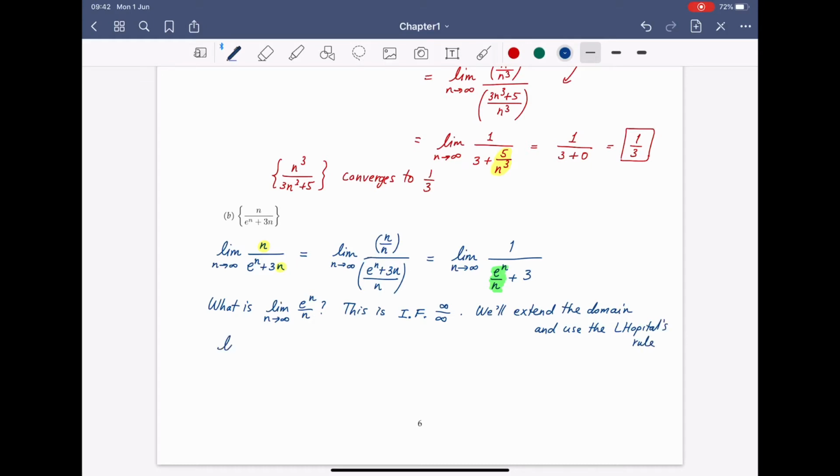So we're gonna compute the limit of e to the x over x when x goes to infinity. When I say x here, it means I already extended the domain to real numbers. And then after that, I can compute it by using the L'Hopital rule. So by using the L'Hopital rule, I'm gonna differentiate the top and differentiate the bottom. So this is e to the x over 1.